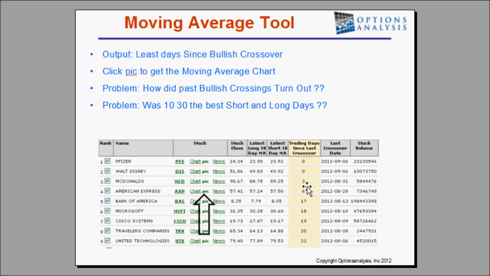Another issue is, is 10/30 the best for trading stocks? What happens if you'd like to trade options? Do the short and long values change? Is there a way to optimize which long and short values to use?